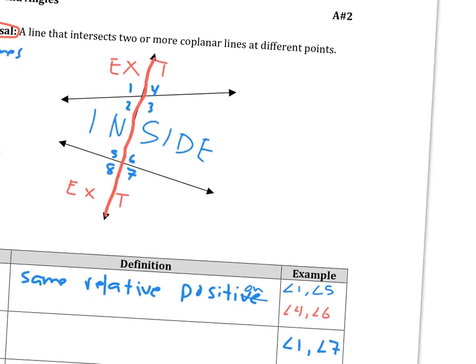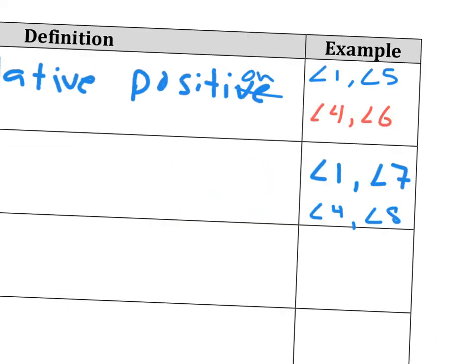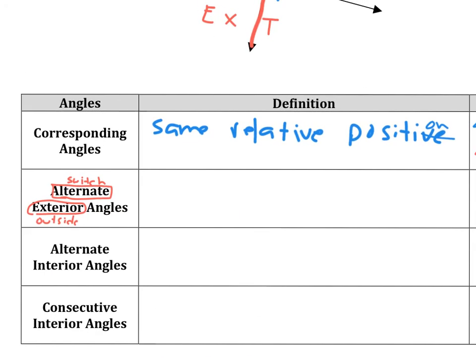So what's the other pair? Good, so 4 and 8 are the other pair. Angle 4 and angle 8. So the definition I already wrote effectively by using this here. We switch sides and they're outside the two lines.